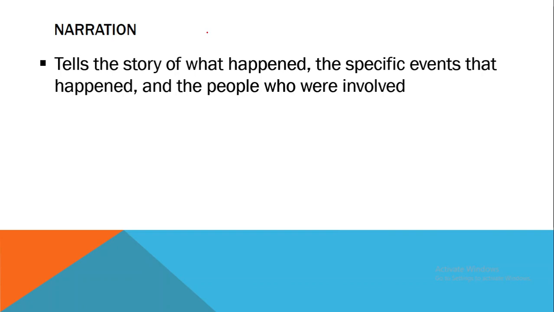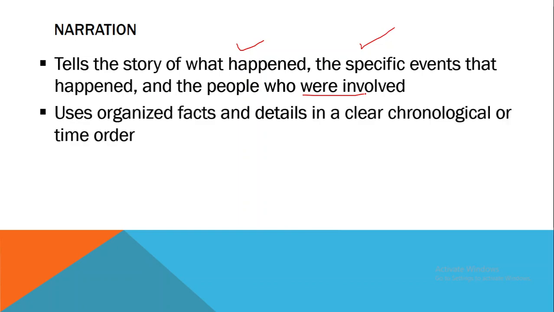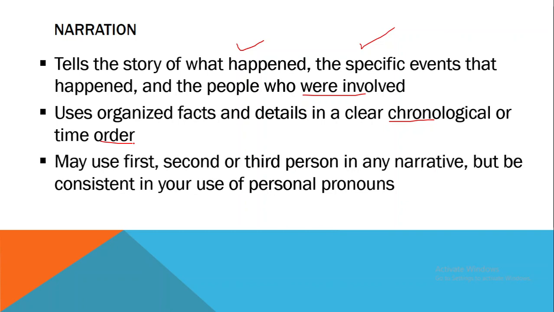The next rhetorical mode is narration. So in narration, we simply tell the story of what happened, the specific events that happened, and the people who were involved in that narration. So narration basically uses organized facts and details in a clear chronological or time order, and during narration you can use first, second or the third person point of view in any narrative.